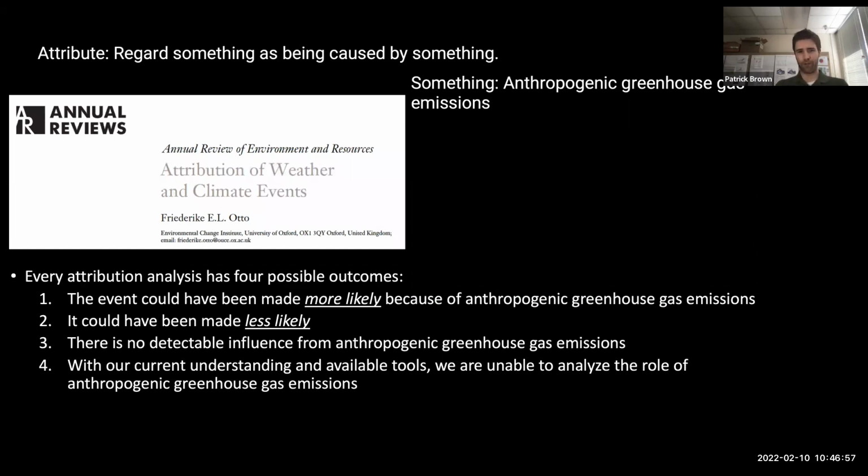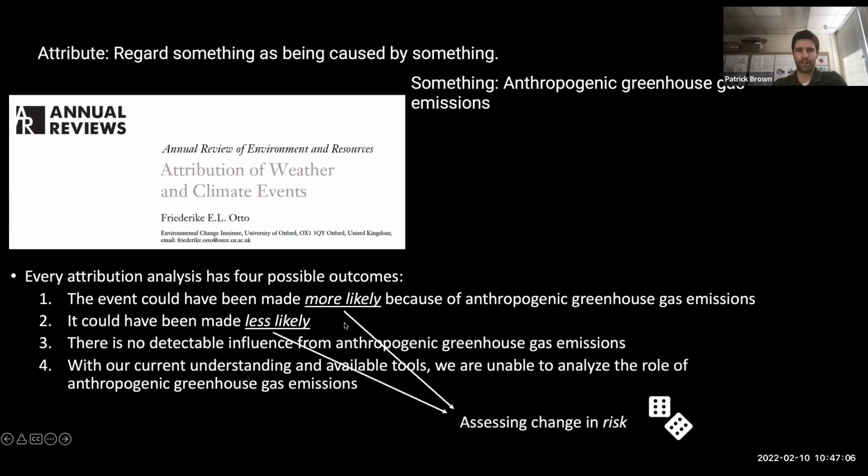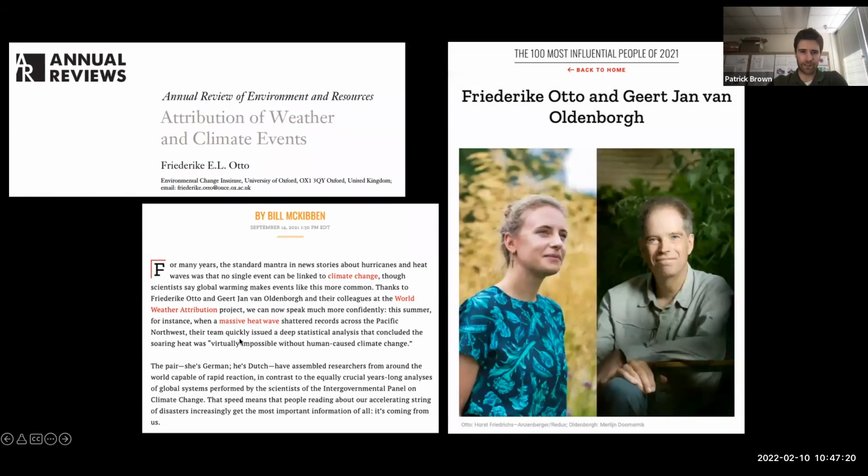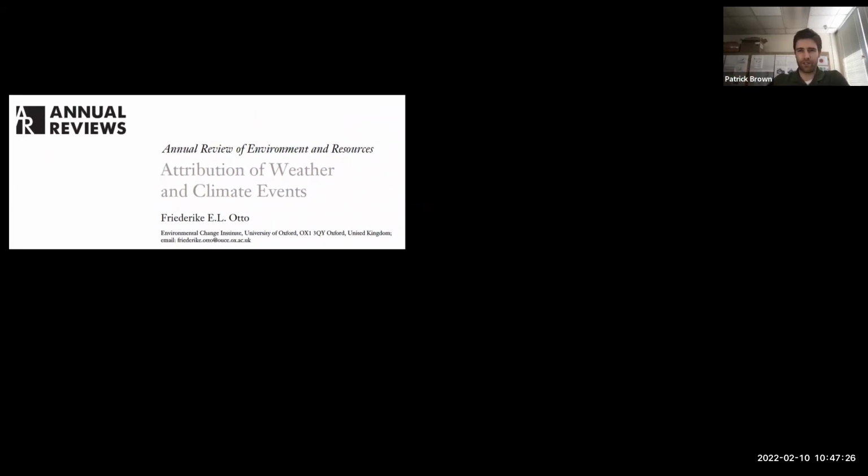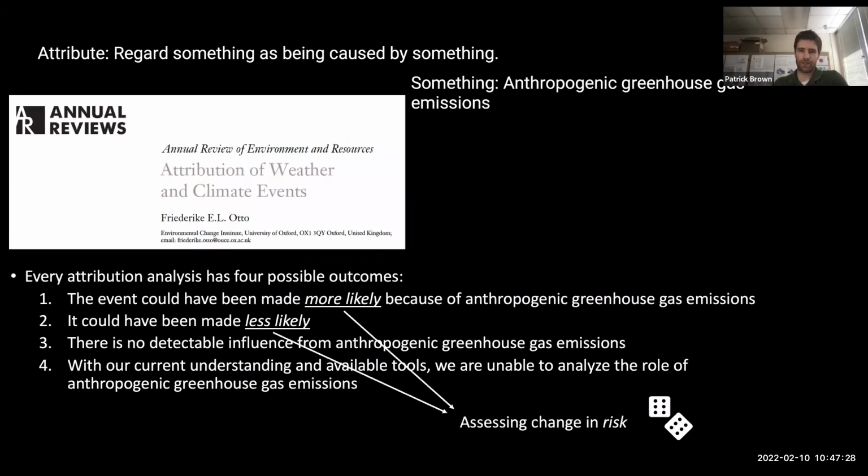But what's important here are these terms, more likely, less likely. That is telling us that we're almost never going to say climate change caused something, although they go pretty close to that when they say it's virtually impossible without climate change. But still, you have that language of risk. And so we will hardly ever say climate change caused something, but we will talk about changes in risk of that thing, changes in the probability, changes in the return period.